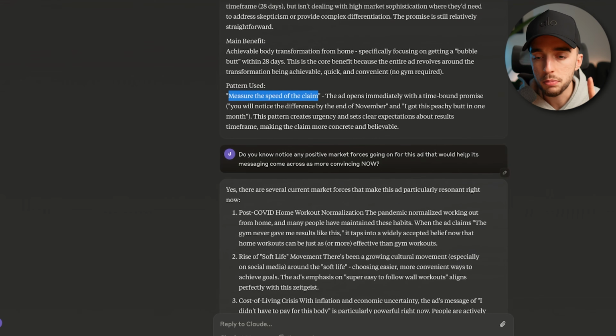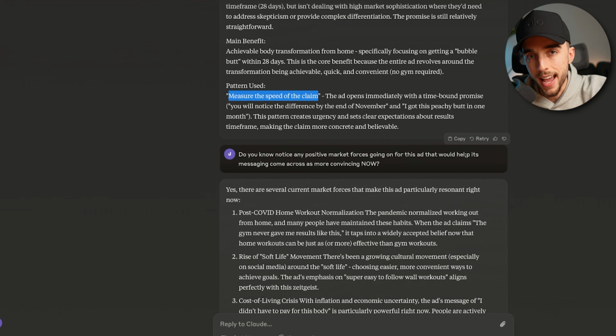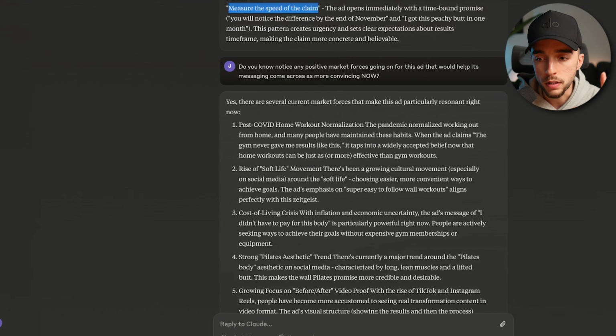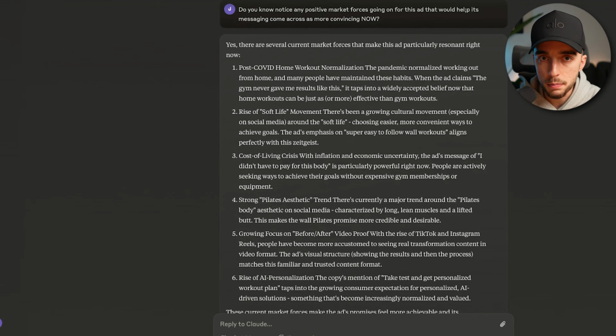Then he asked it a second prompt. Do you know or notice any positive market forces going on for this ad that would help its messaging come across as more convincing now? Well, post-COVID, a lot of people want to work out from home. Rise of soft life movement been growing on social media around, choosing something easier, more convenient, more stress-free, right? Cost of living crisis. Also, people don't want to have to pay a lot nowadays for the gym. They want something simple and cheap.